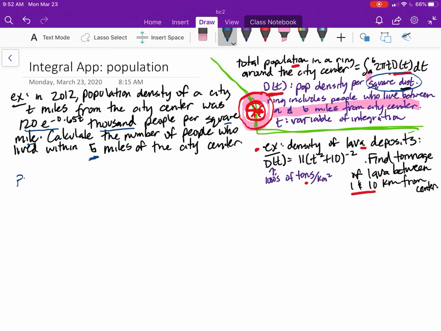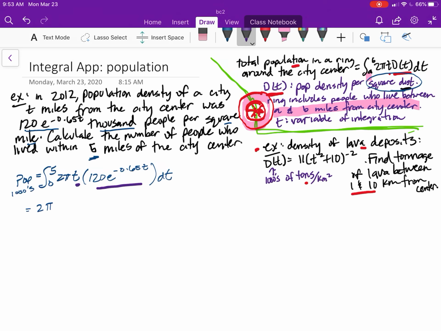Right? So our population, we're going from 0 to 5, 2 pi t, it's just part of the formula, multiplied by the population density, 120 e to the negative 0.65 t dt. And then remember, whatever result we get, it is in thousands of people. Okay. So 2 pi is constant. We could just factor that out. Now when we integrate the rest, we have this t, and then we have this.